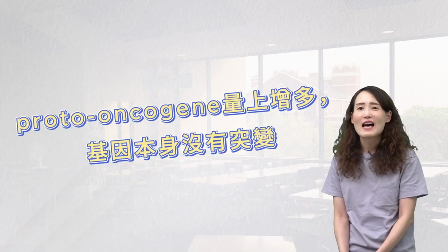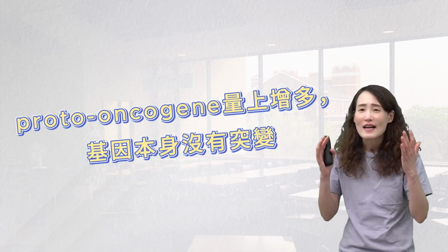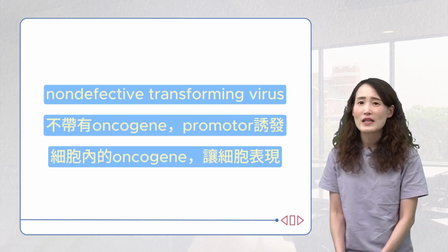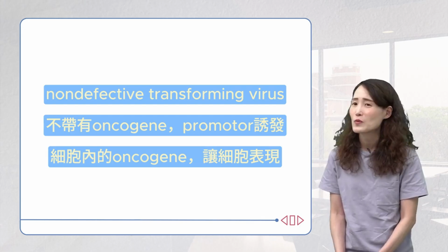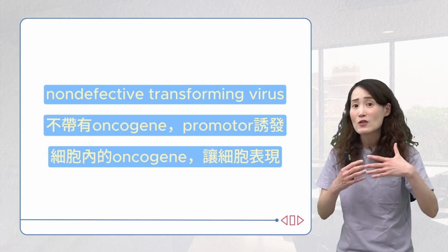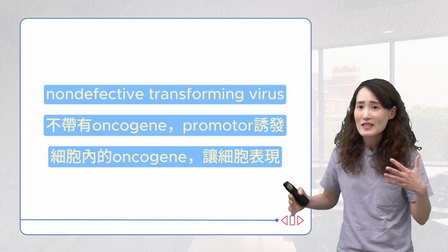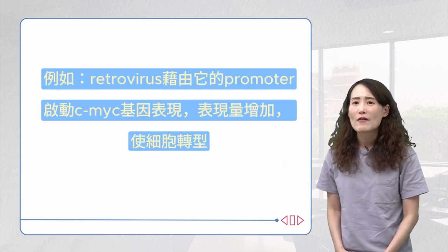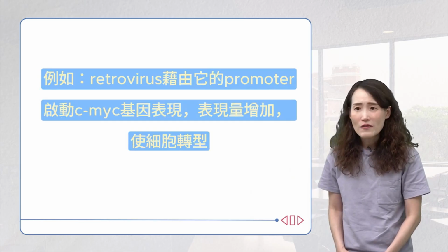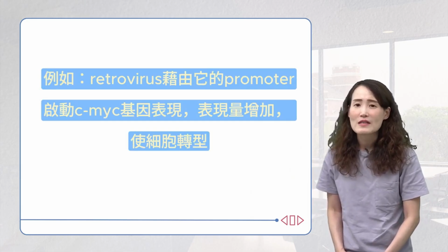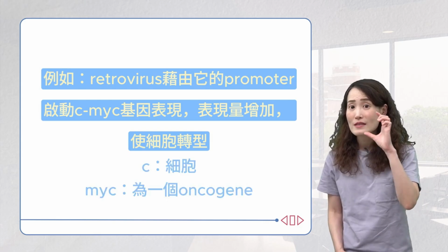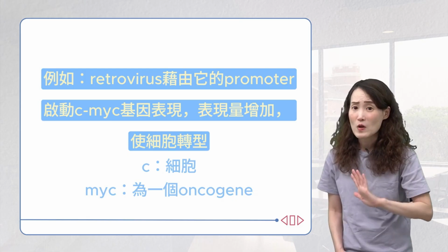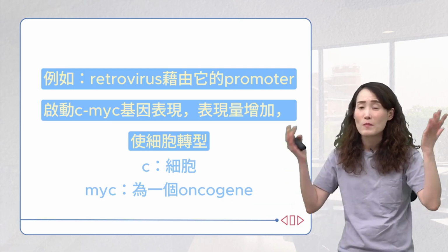Next, the teacher gives another example of an increase in quantity. The genes themselves are not mutated. If a non-defective transforming virus, which does not carry an oncogene, infects cells, it can induce a massive expression of oncogenes inside the cells through its powerful promoter. For example, retrovirus activates the expression of the c-MYC gene through its promoter. In c-MYC, students should note, the c refers to cell, while MYC is an oncogene. This means it has no gene mutation, but its expression suddenly increases, which can also trigger cell transformation.